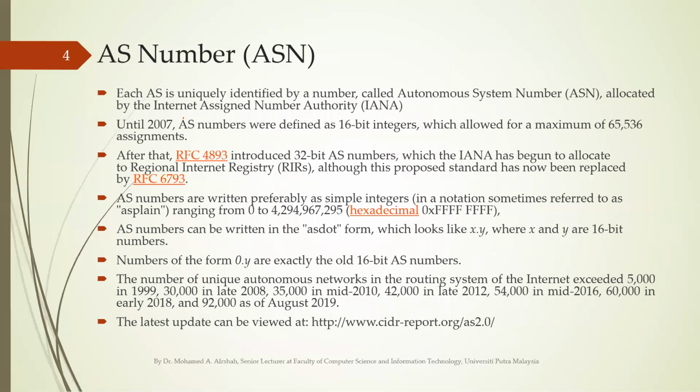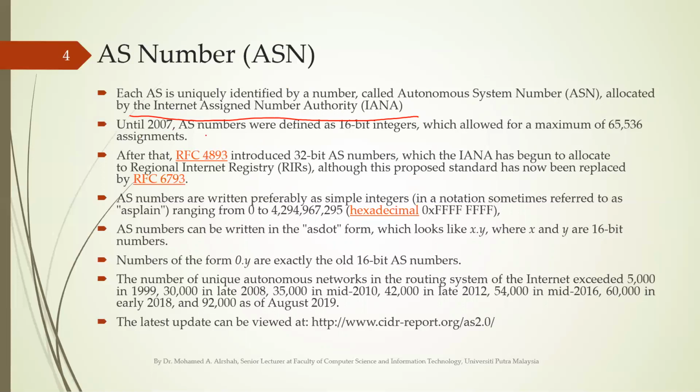Okay, ASN number. Each AS is uniquely identified by a number called Autonomous System Number, as I explained, allocated by this organization. So this organization is the legal entity that can give us the ASN or the Autonomous System Numbers for our networks.